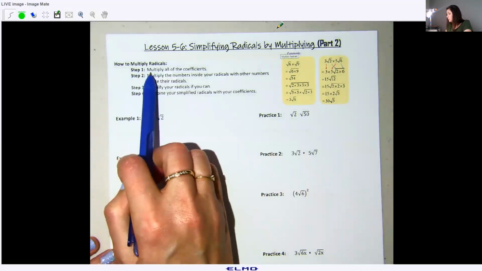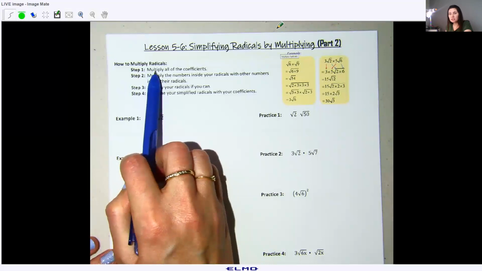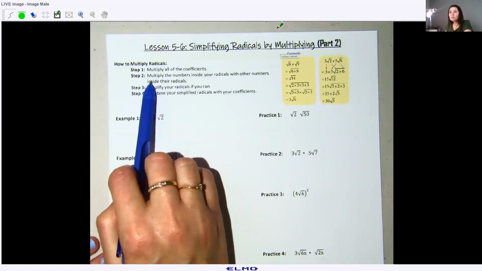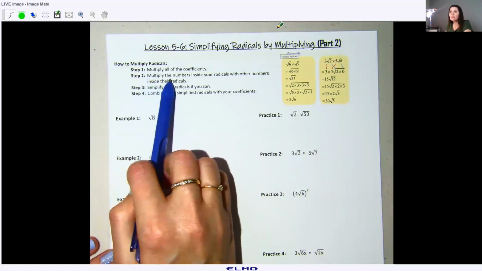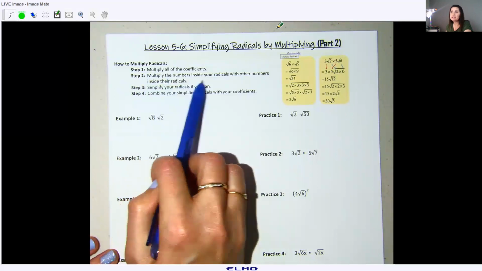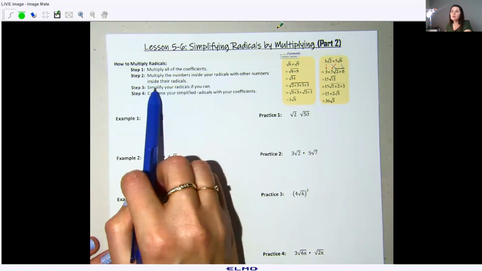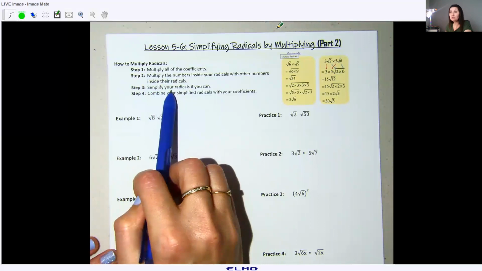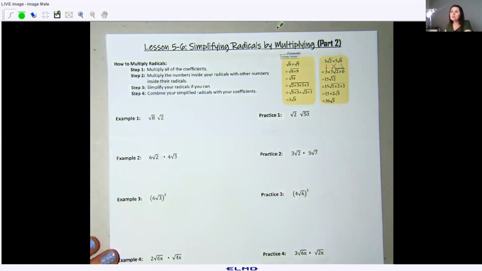All right. So step 1, you're going to multiply all your coefficients together. Step 2, you are then going to multiply all of your radicands together, the numbers that are inside your radicals. Then you are going to simplify your radicals if you can, and then you're going to combine your simplified radicals. All right, so let's get started.